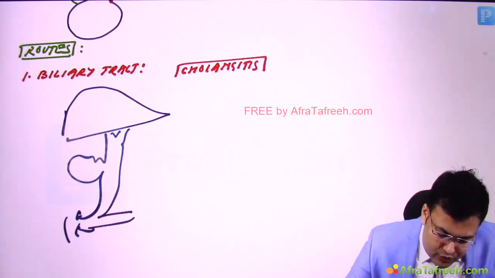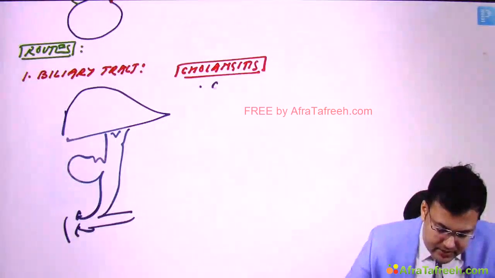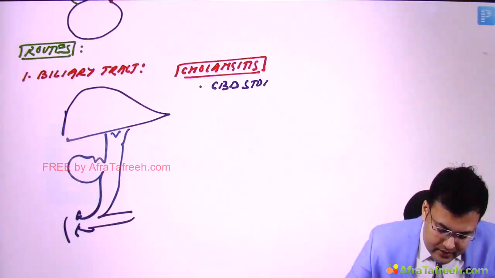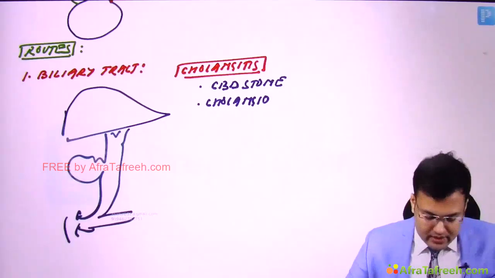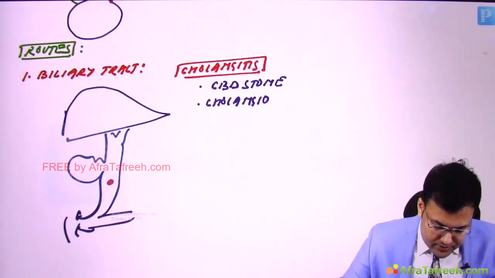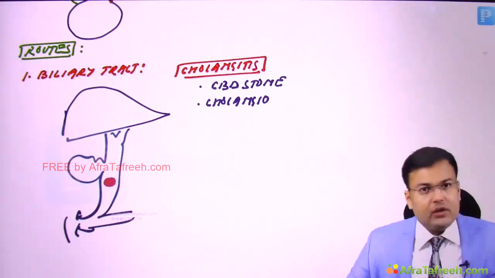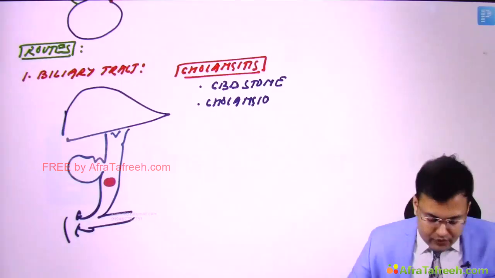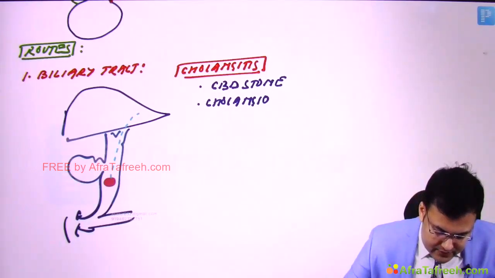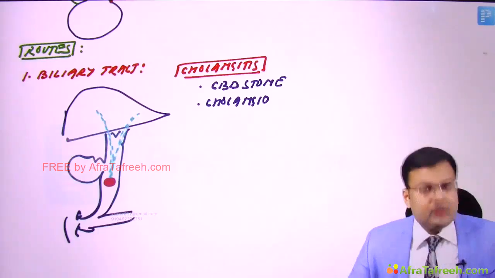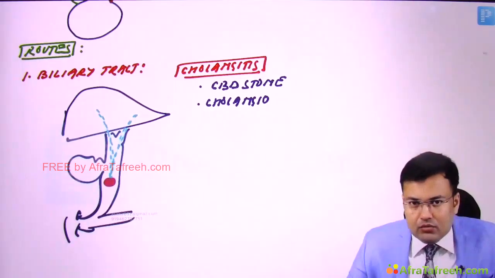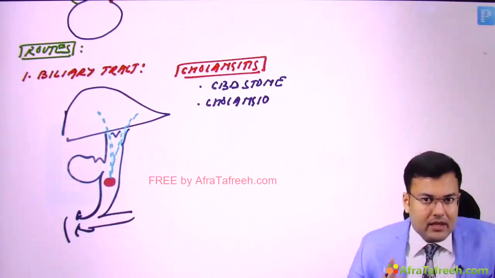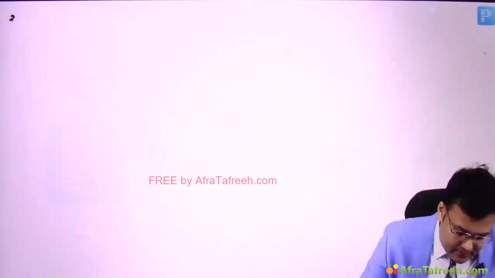And what is the most common cause of cholangitis? It's the CBD stone. And another cause is cholangiocarcinoma, generally in Western countries. Now see what's the problem here. There is obstruction because of CBD stone or cholangiocarcinoma, and there is infection. So whenever there is cholangitis, what will happen? This infection reaches liver. So biliary tract is the most common route for pyogenic liver abscess.